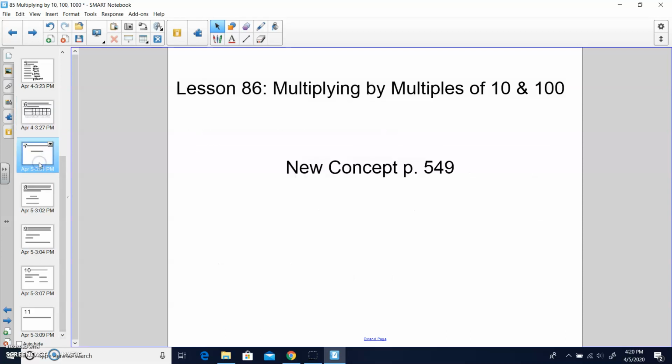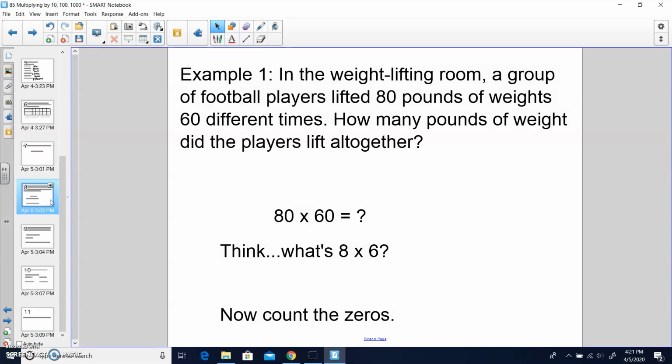Okay, now we're going to switch gears a little bit and go into lesson 86, which is very similar. If you go to page 549 in your math books, we're multiplying by multiples of 10 and 100. So we were just doing 10, 100, and 1,000 in the last lesson, and now we're going to do numbers like 20, 30, 400, 500, and multiply by those. It's very, very similar. So page 549, example 1.